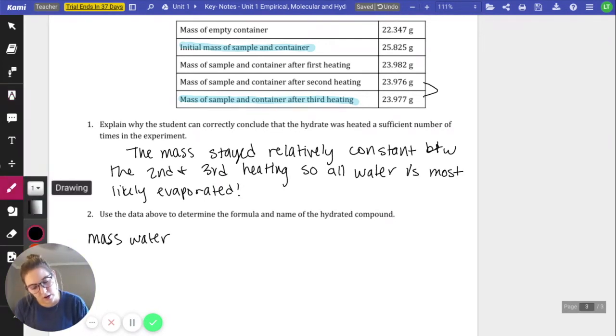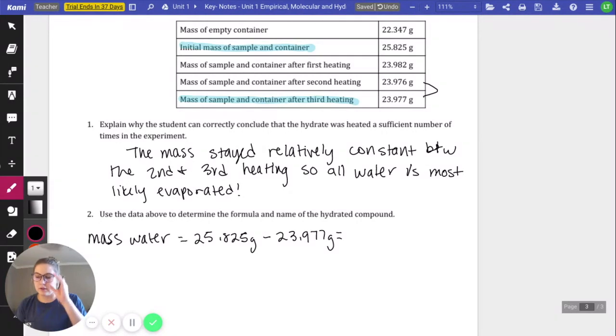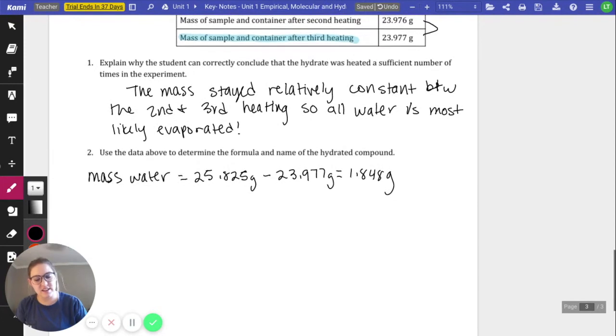So our initial mass of sample and container, which contained the water at that time, would be 25.825 grams, minus, after our third heating, all of our water should be evaporated, so minus 23.977 grams. All right, plug it into your calculator, and I got 1.848 grams.